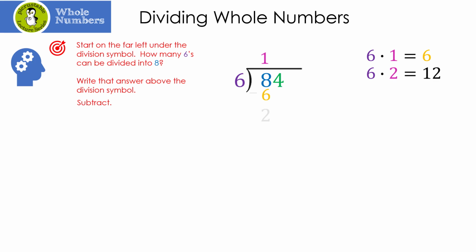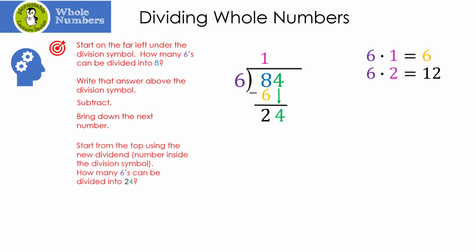Next, I'm going to subtract 6, and I end up with 2. We're going to bring down the next number, which is my 4, and we're going to start all over again. I look here at my 2. How many 6s can go into 2? Well, it doesn't work. So now I have to look at 24. How many 6s can go into 24?